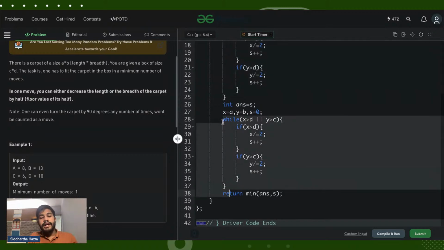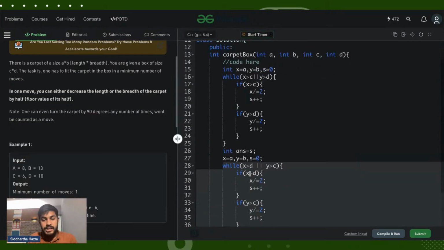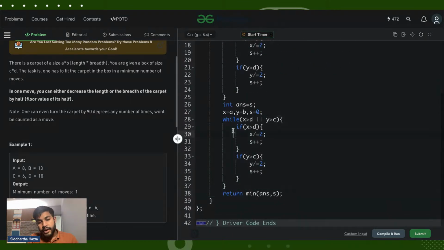Then we start doing it again, but this time we rotated it. First, see, x was equal to a and y is equal to b. Okay, then we rotated it and then we did it. Then answer is equal to minimum of answer comma s itself.